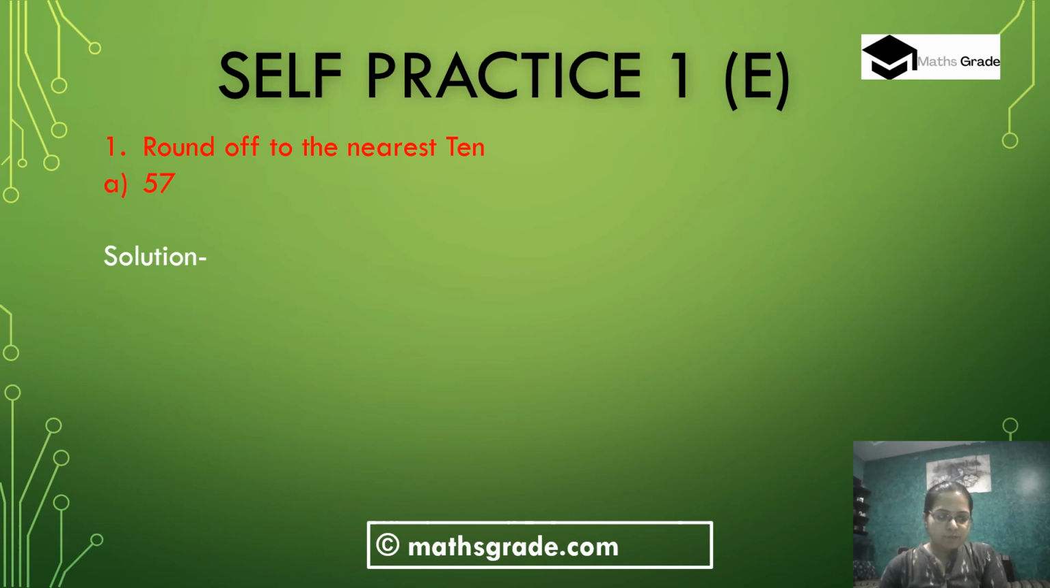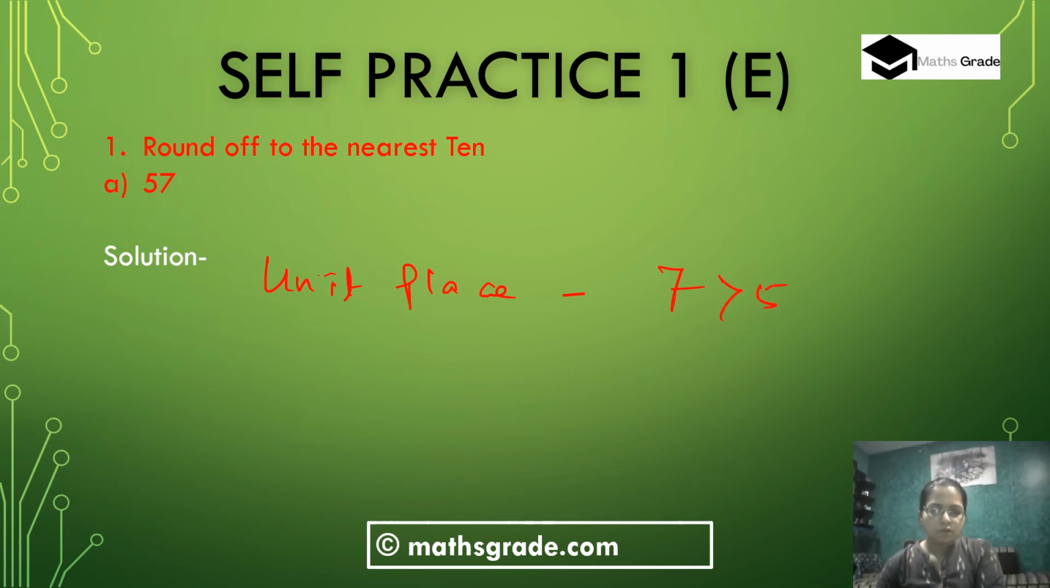First bit is 57. The number 57. We have to round these numbers 57 to the nearest 10. Here in 57, the unit place digit is 7. And 7 is greater than 5.